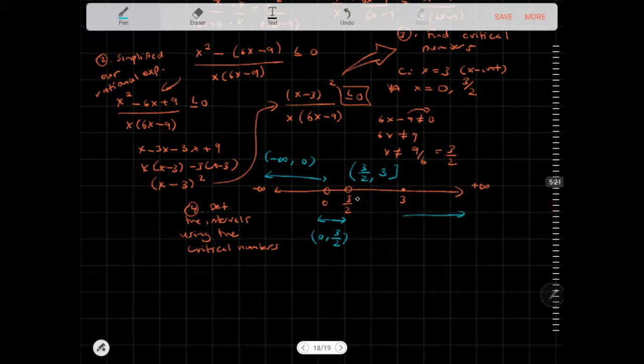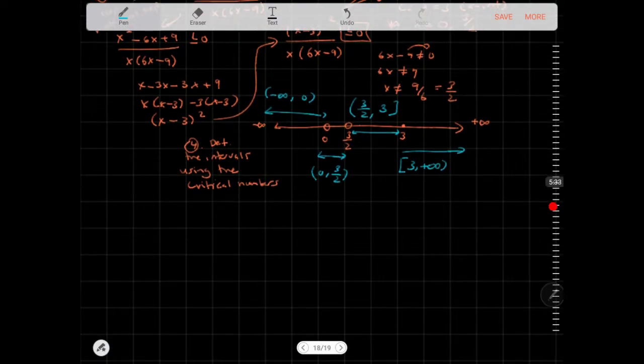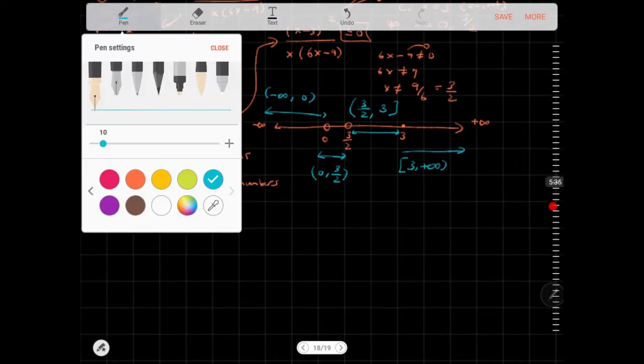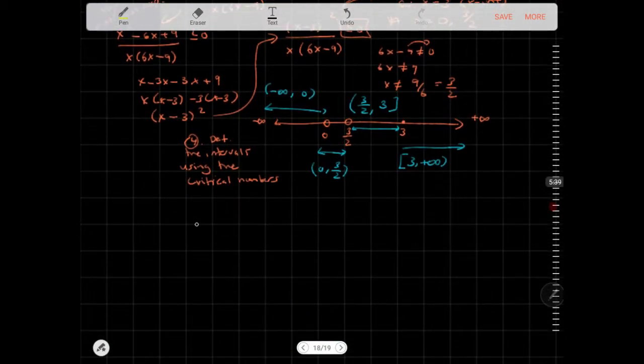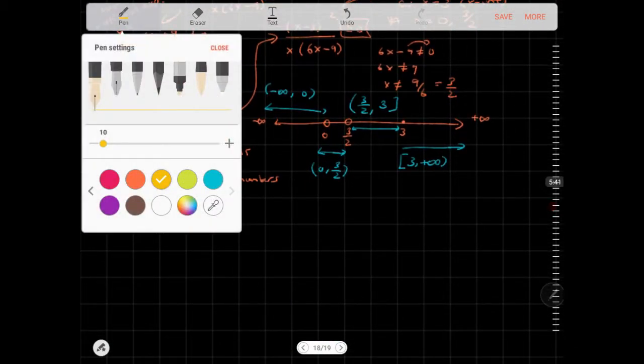And this interval here, excuse me, this interval here is 3 in positive infinity. Okay, wait, sorry. This is going to be inclusive of 3. Okay. So now that you have your intervals, what you want to do here is create a table of intervals. So let me design that table of intervals here. Let's use gold here.